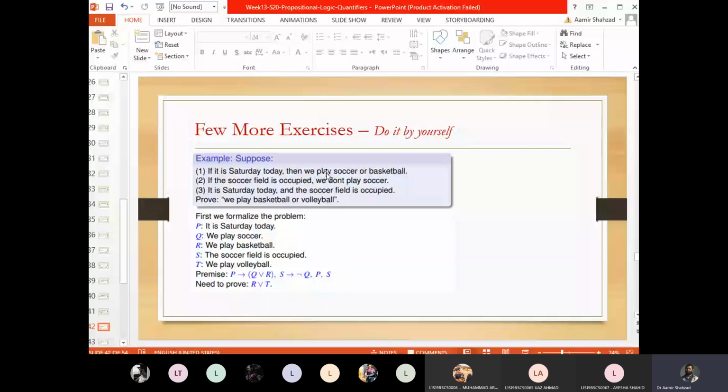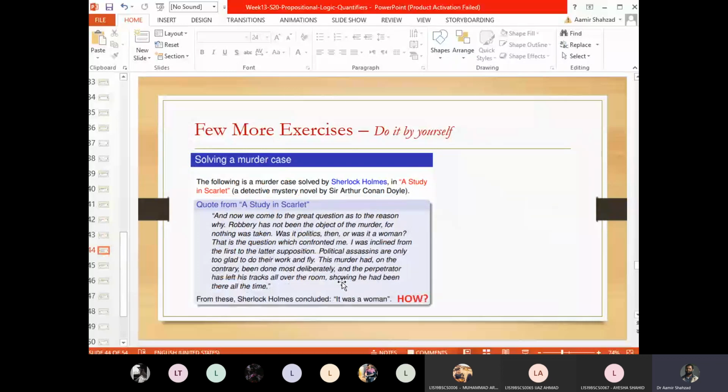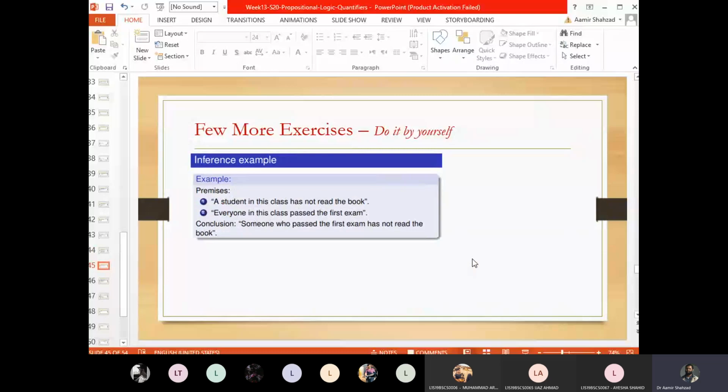So all these statements, we express these as logical statements. So from these statements, we need to prove that we play either R or T. We play either basketball or volleyball. So try to do it if you can do this thing. Actually, इसका proof हमने जहाँ पे दिया हुआ है. So you can follow the proof steps and see if everything goes fine. And then this is another puzzle from the Sherlock Holmes story, A Study in Scarlet. Just go through it and try to see if you can do it.